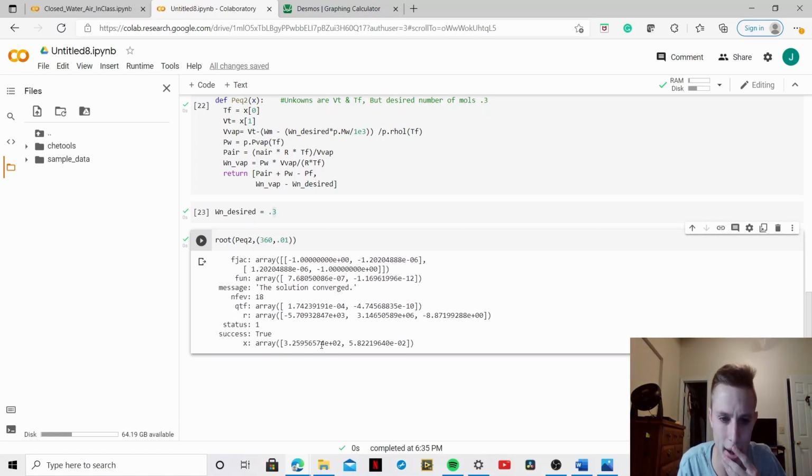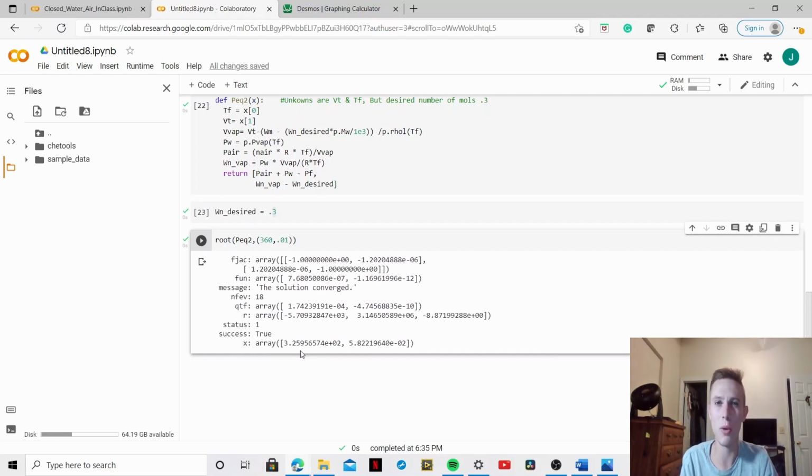And it says here that our final temperature in Kelvin is going to be 325.9 degrees Kelvin. And our number of moles is going to be, let's see, 0.05 moles. Or not 0.05 moles, sorry. It's not the number of moles, it's going to be the total volume. My bad. Total volume is going to be 0.05 meters cubed. All right, sweet. And our final temperature, like I said, was 325.9 degrees Kelvin.